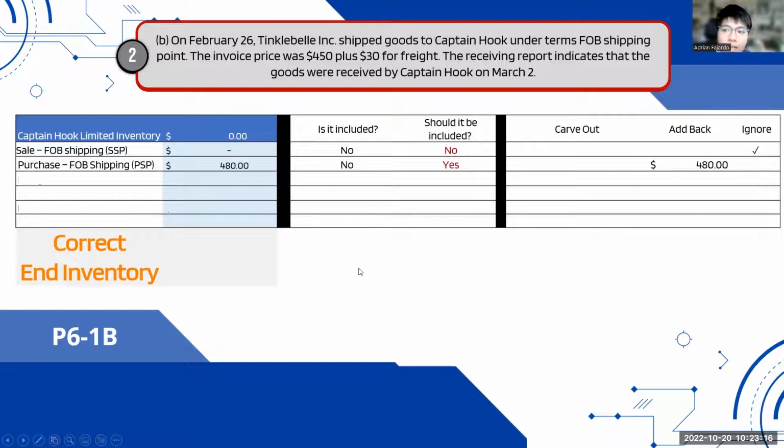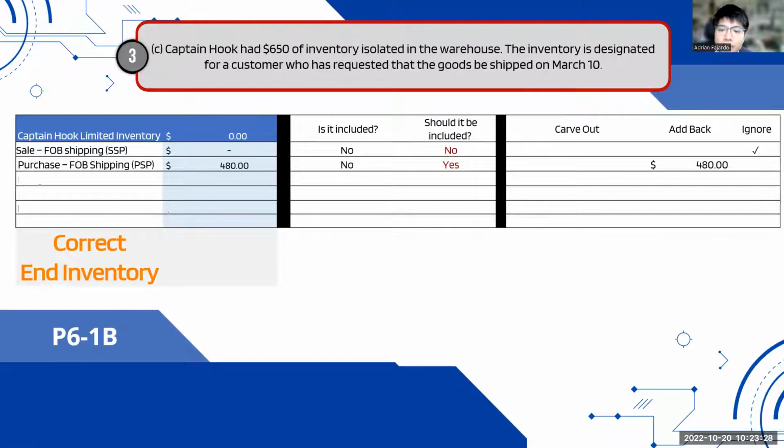So $480, because 450 was the purchase, and then we had a freight in, right? Because again, shipping point, we pay for the freight. Yep. Good job. Next transaction, there were goods designated to the customer.